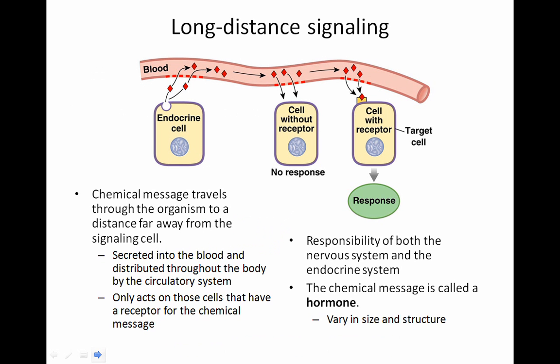In terms of long-distance signaling, what we're going to do is take that chemical message and release it into the bloodstream. At this point, it can travel throughout the whole body. But it's not going to affect every cell throughout the whole body. It's going to affect the receptor. So in our little example here, we have a cell with the receptor, a cell with the receptor. The cell without the receptor does not respond to the signal. The cell with the receptor will respond to the signal. You'll get a response. All right?